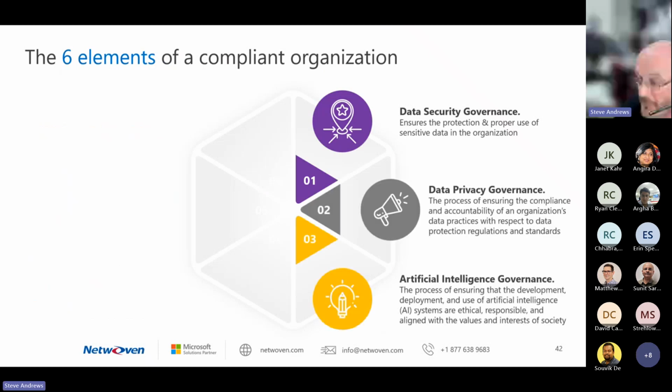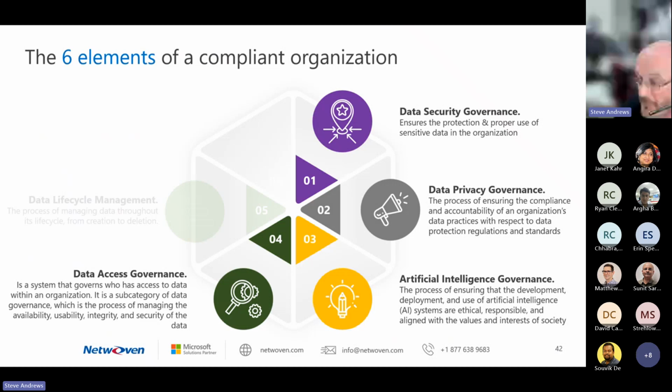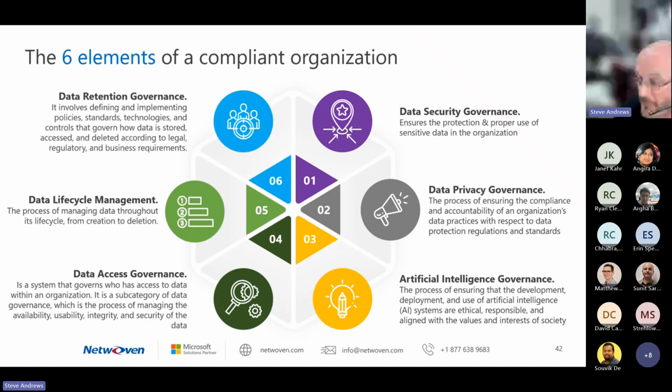So we've got six elements, I like to call it here, of the compliant organization, and these are the areas that you need to be aware of and focused on and driving. First one we've got, of course, is our data security governance. And again, making sure that the sensitive data you've got within your organization is in the right hands and has the right controls on it.